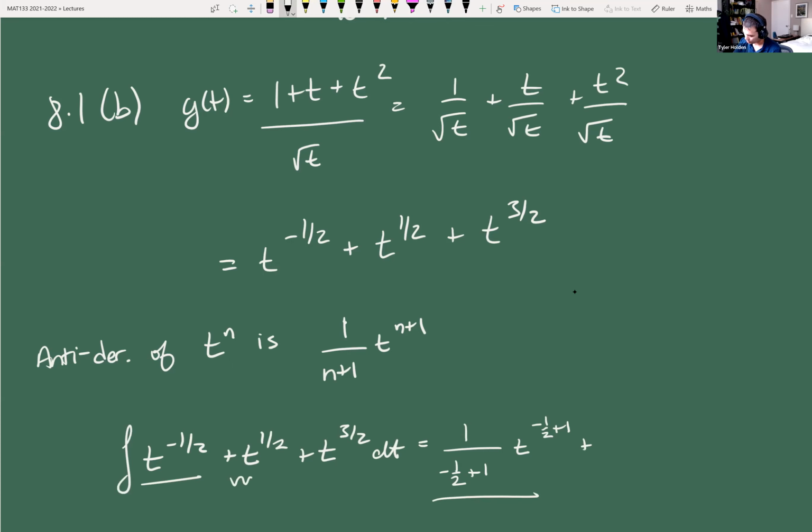Then let's do this one. So I'm going to get 1 over 1/2 plus 1 t to the 1/2 plus 1, right? So that's that one. And then t to the 3/2. Right, that's that one.